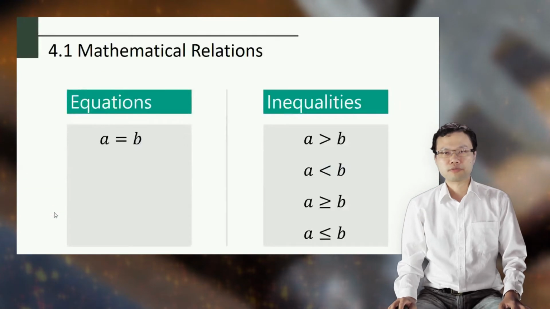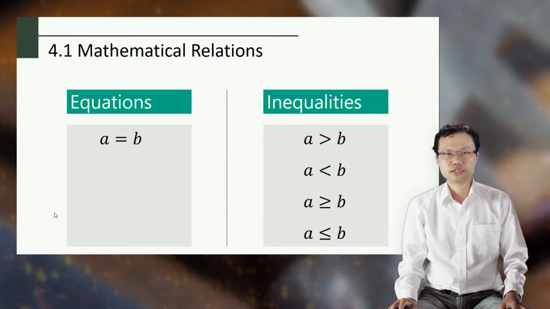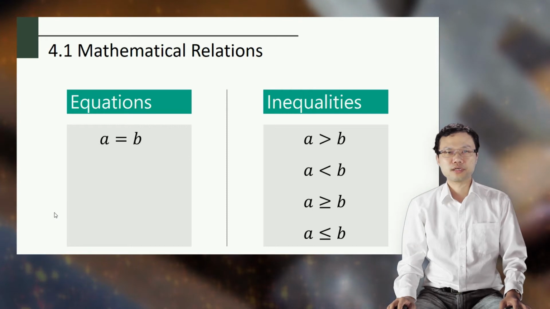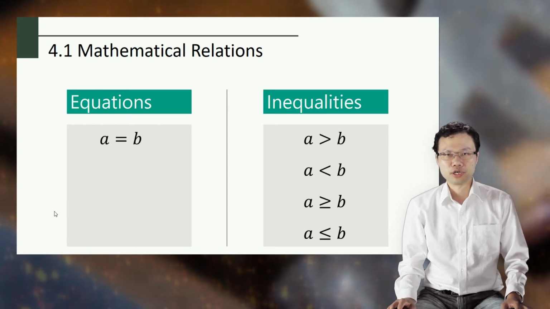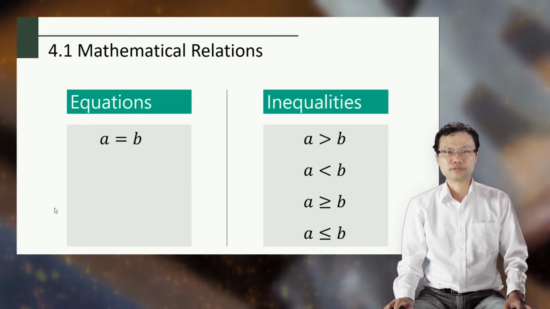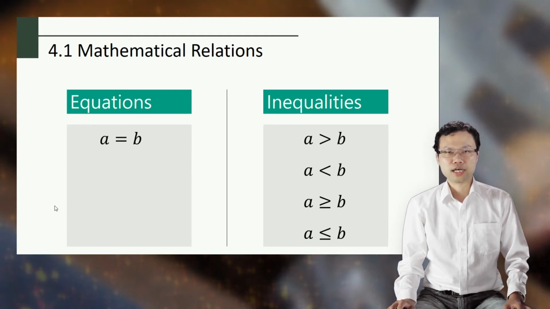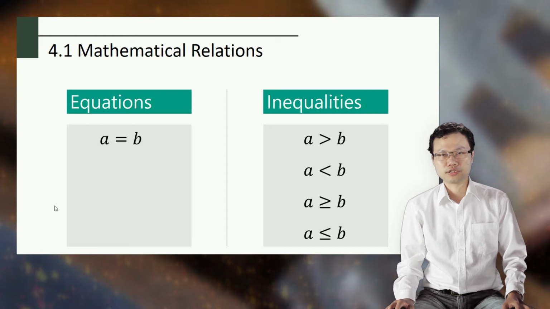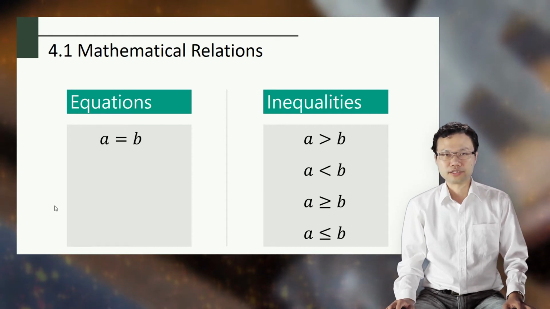Two types of mathematical relations will be discussed in this subsession. The first type is the equations, which means one thing equals to the other. The second type is inequalities, as shown in this slide.